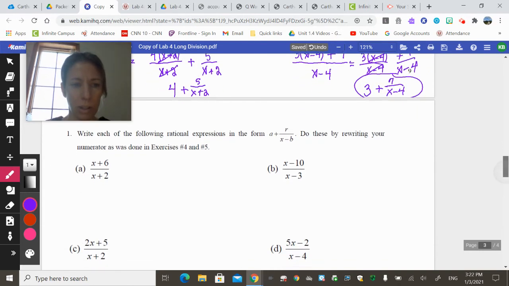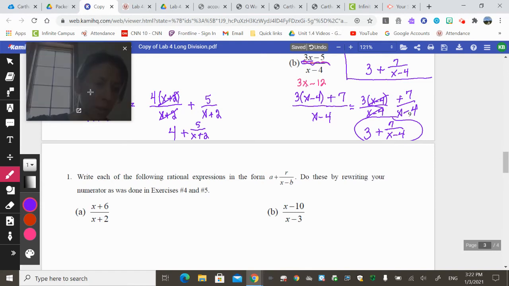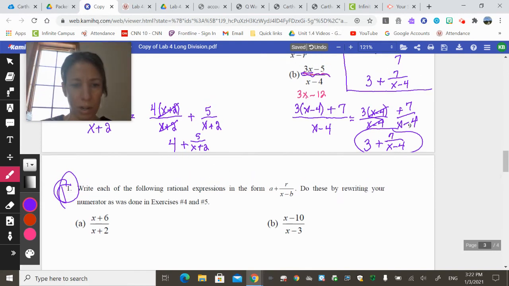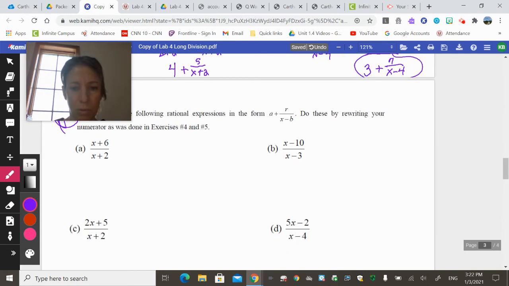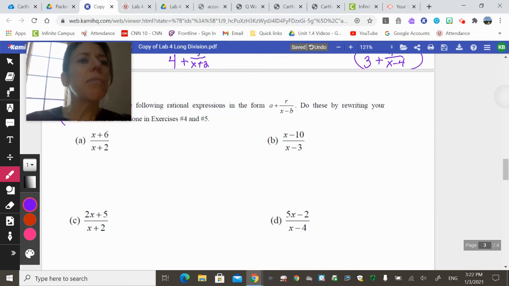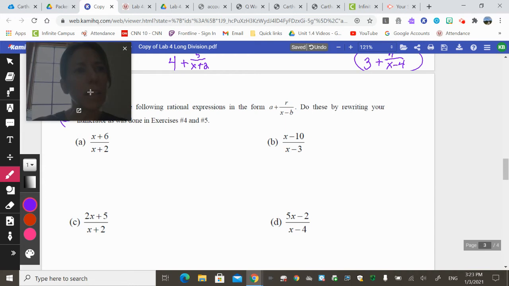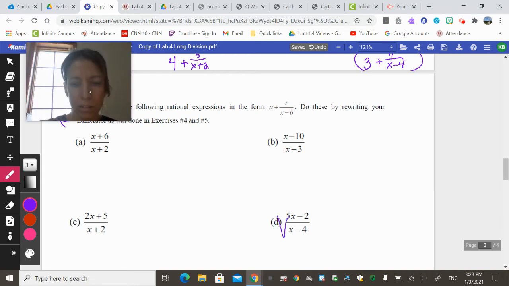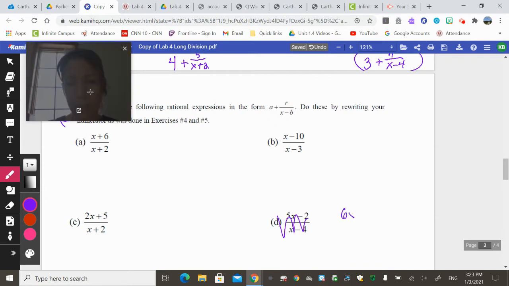Okay, so for your homework, you are going to do number 1. Again, number 1 is not multiple choice. There's 4 pieces or components to number 1. And I think actually I am going to cross off D, and I'm going to change it because they're all kind of the same. I want to switch it up a little bit. I'm going to switch D to 6x minus 2 over 2x minus 4. And I'm going to do this one with you.